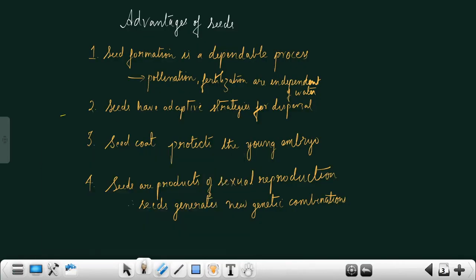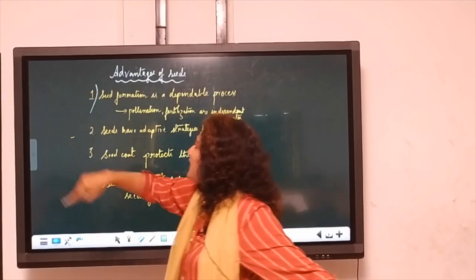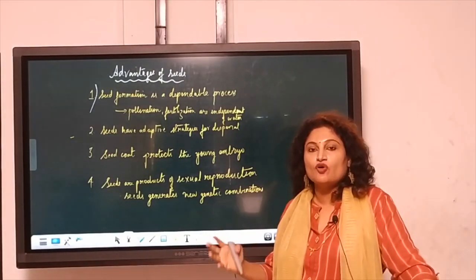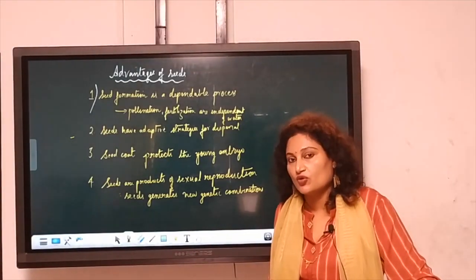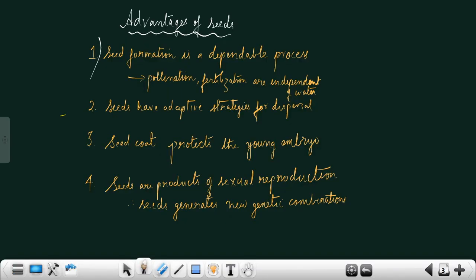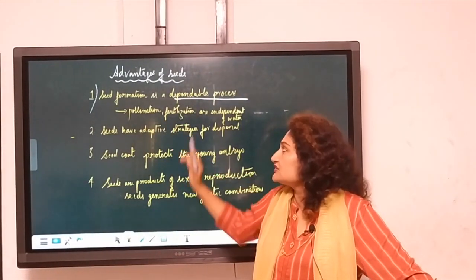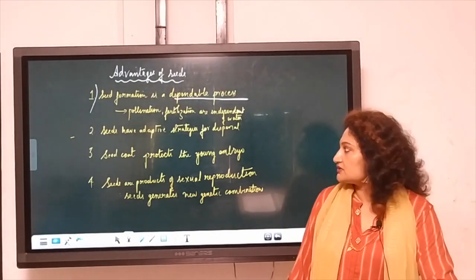We are going to look into the advantages of seeds to angiosperms. The first advantage is that we saw what events were involved to form the seed. We saw pollination, we saw fertilization, all were independent of water. So seed formation is a dependable process. It does not require water. Any events preceding the final seed do not require water. Events like pollination and fertilization do not require water. So seed formation is a very dependable process.